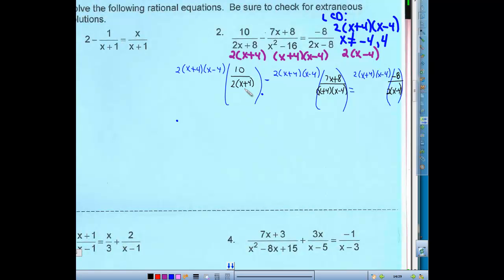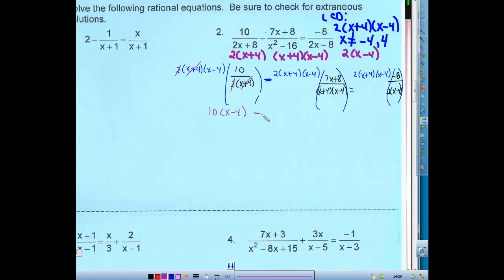I have left the denominators in factored form because it's easier to see what to cancel. Let's look at the first term. The 2's will cancel, and the x plus 4's will cancel. So this will leave us with 10 times x minus 4.